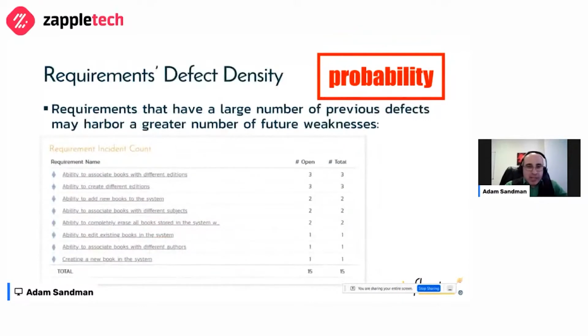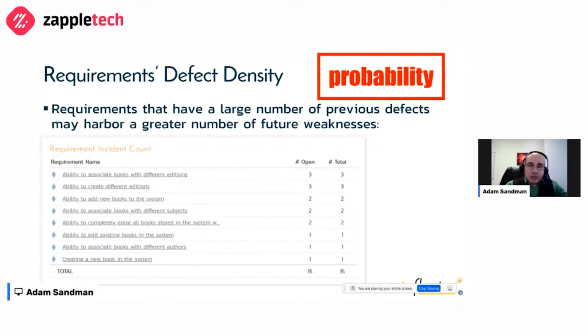Another area that I would look at very carefully is what we call the requirements defect density. It's a bit of a mouthful. What it basically means is, well, we've got some requirements, we run tests on them, and when the tests fail, we log defects. And we know which requirements those defects belong to, okay?